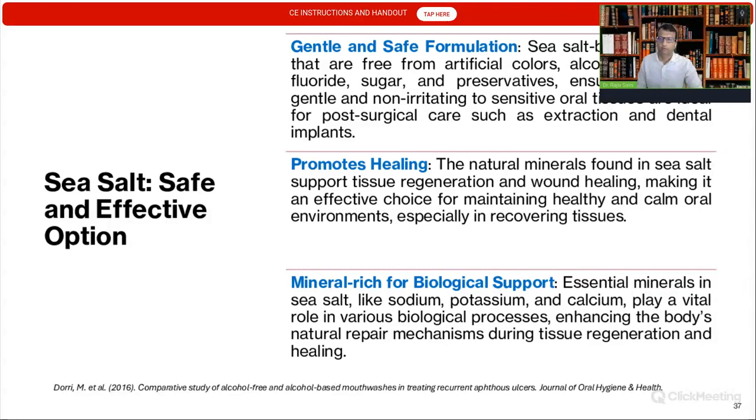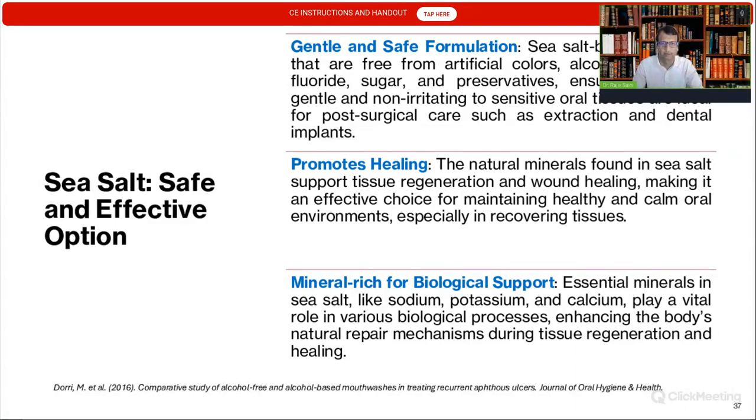Sea salt turns out to be very effective in managing aphthous ulcers. Why? Because sea salt based solutions are free from any colors, alcohols, chemicals, fluoride, sugar, and preservatives. It's a hundreds-of-years-old formula which our grandmas have used from generation to generation. When you have any infection or inflammation, use a warm salt water rinse. We have been doing it for centuries.